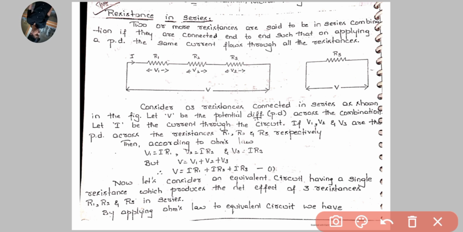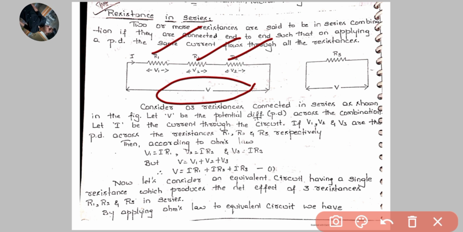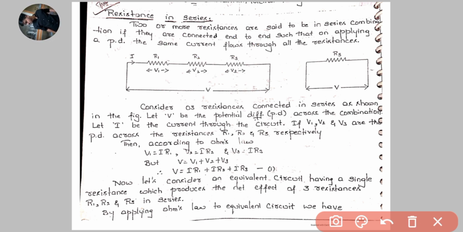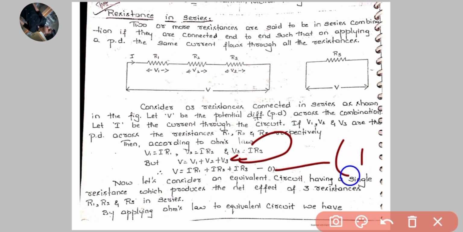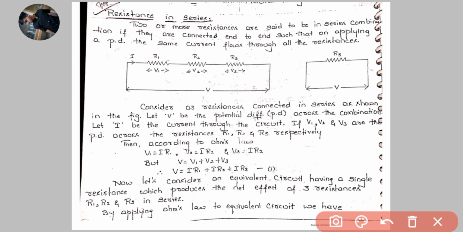And we know that according to Ohm's law, V1 is equal to I into R1, V2 is equal to I into R2, V3 is equal to I into R3. And we know that the total potential difference across this combination is equal to the sum of the potential differences across resistor 1, resistor 2 and resistor 3, that is V1, V2 and V3. V is equal to V1 plus V2 plus V3. Substituting the V1, V2, V3 values in this equation, we get equation number 1. Mark it as equation number 1.